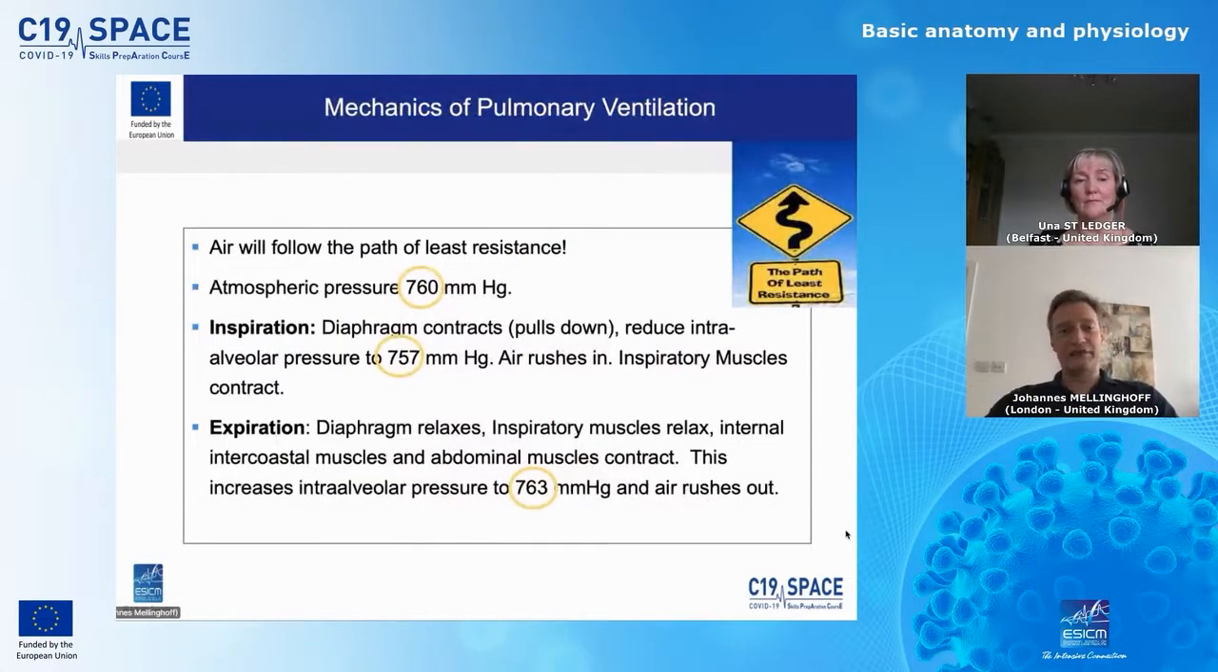So the mechanics of pulmonary ventilation explain to us how air actually does flow into your lungs. In general, air will take the path of least resistance. We are all surrounded by pressure, which we call atmospheric pressure, which at sea level is 760 millimeters of mercury. During inspiration, our diaphragm will contract and pull down, thereby reducing the alveolar pressure to 757 millimeters of mercury, and the inspiratory muscles will contract and air rushes into our lungs.